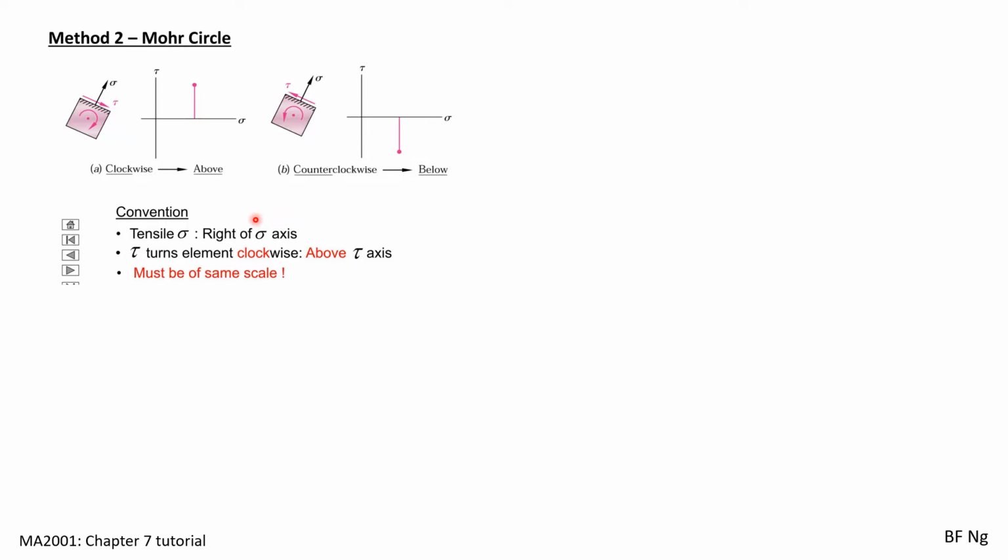First, if the normal stress on the surface is in tension, it will be on the positive x-axis of the Mohr circle. If the shearing stress on the surface turns the element clockwise, it will be on the positive y-axis. And the scale for x and y-axis must be the same. If they are different, then you will end up drawing a Mohr oval. The Mohr circle has x-axis as the normal stress and y-axis as the shear stress.